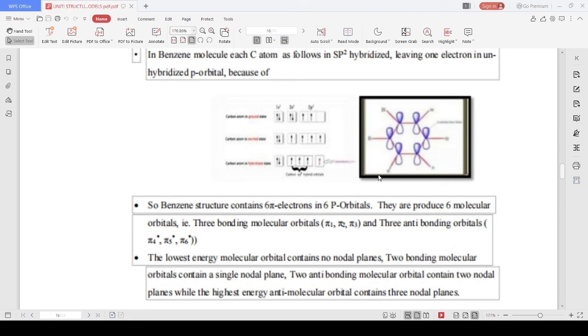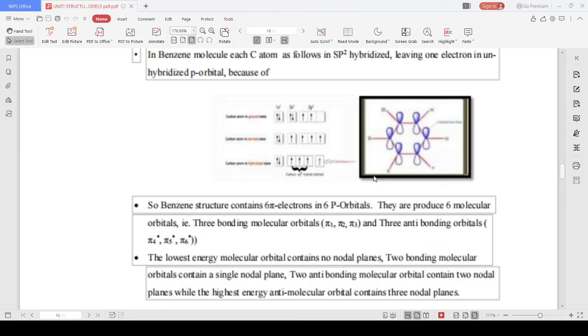The first 3 are the bonding molecular orbitals, and the remaining 3 are anti-bonding molecular orbitals. Bonding molecular orbitals are pi 1, pi 2, pi 3, and anti-bonding orbitals are pi star 4, pi star 5, pi star 6.